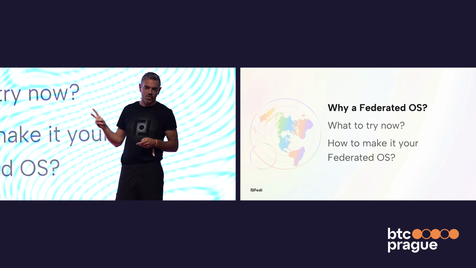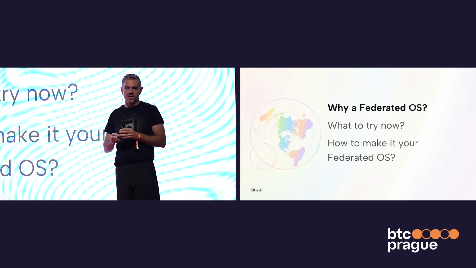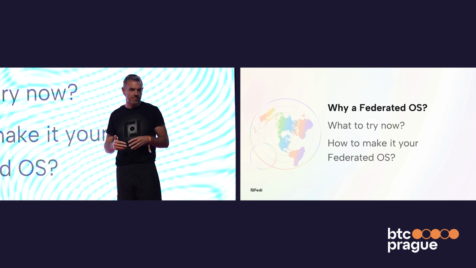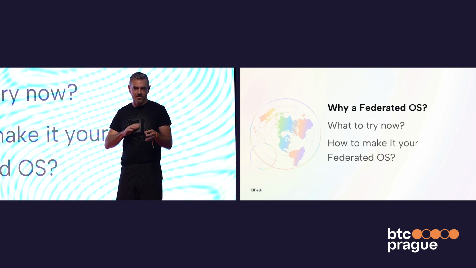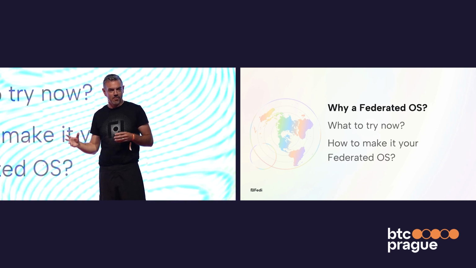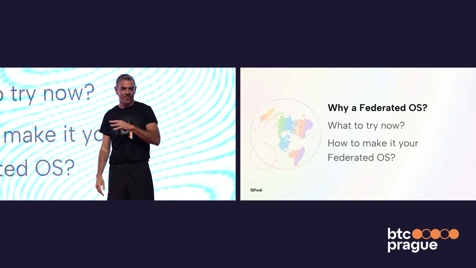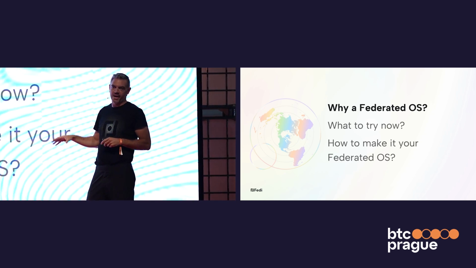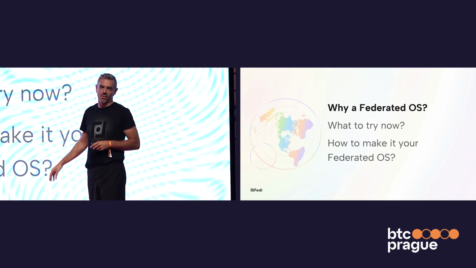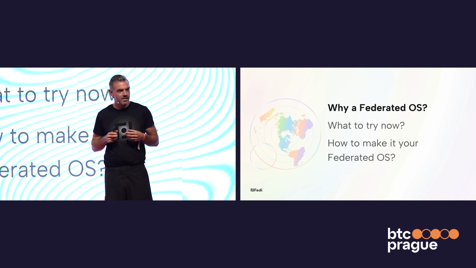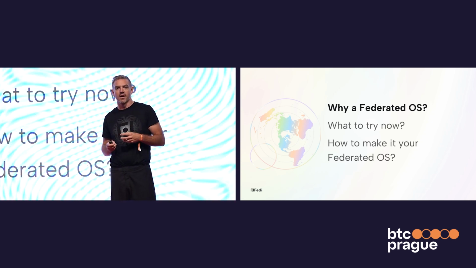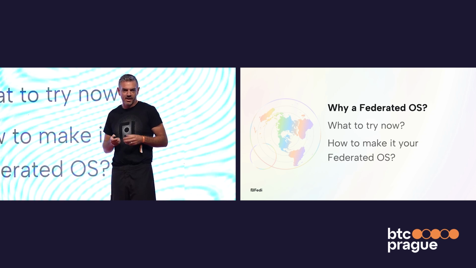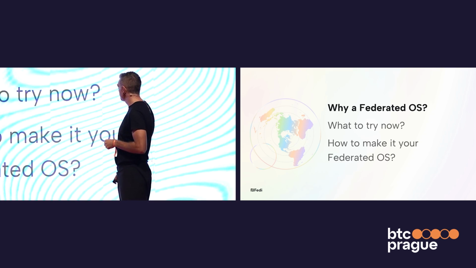The second is what can you try now? So hopefully you've all got the Fedi app installed on your phone, you've been playing around with it, you've left us lots of great feedback in the form, and I'll be reading all that on the flight home and enjoying all of it. The next is going to be, how do you make your own Federated OS? So what does it mean to have it? And what can you customize and get out of this thing when you deploy it in your own community?